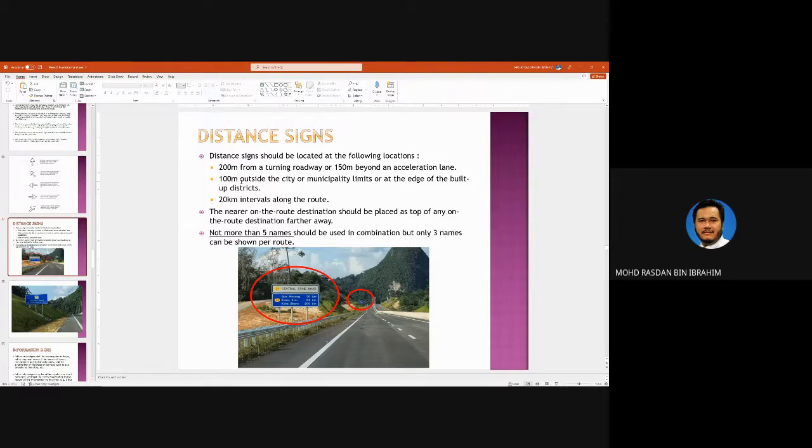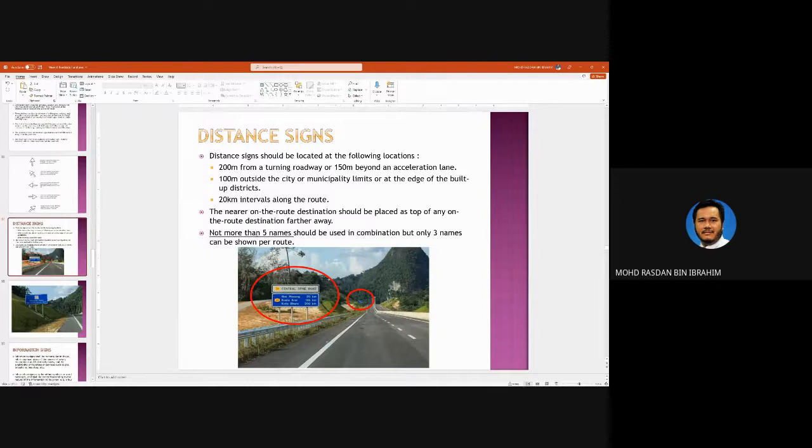For distance, 100 meters outside the city or municipality limit, and also at 20 kilometer intervals along the route. So at 20 kilometer intervals, you can see a distance sign. This is just showing you the next town, the next nearest town in order of distance. The nearer destination on the route should be placed on top.